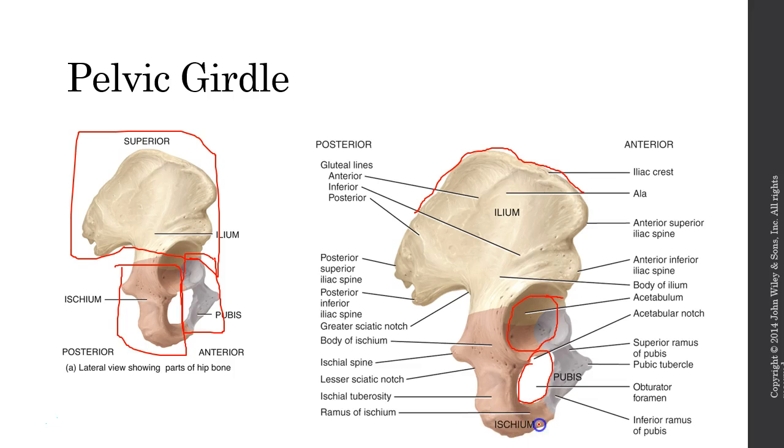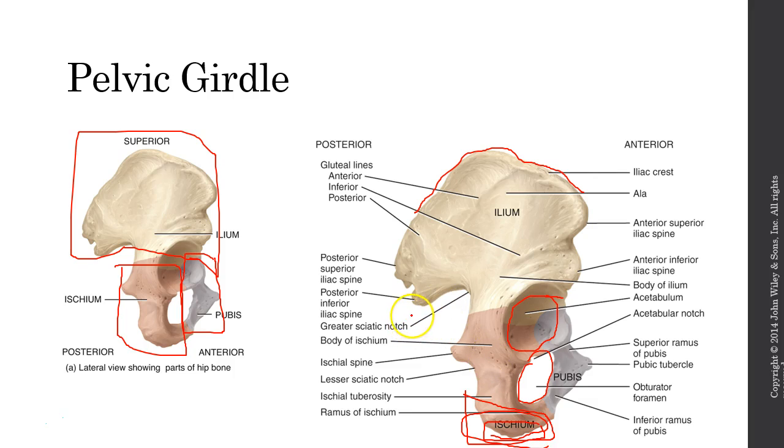Then at the inferior portion of the ischium, we have the ischial tuberosity, more like this whole area. So this portion of the hip bone is also known as your sit bone, if you will, because when you sit down, you are actually sitting on the ischial tuberosity.